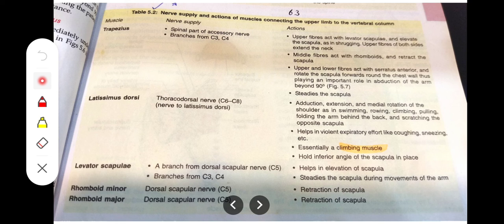So action ये है कि trapezius is a shrugging muscle, so it will be elevating the shoulders, and along with the rhomboid it can cause, you can say, the retraction of scapula as well, and it can just, you can say, steady the scapula.